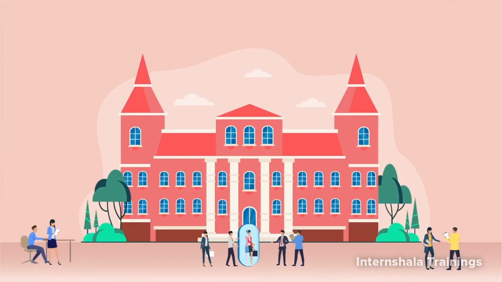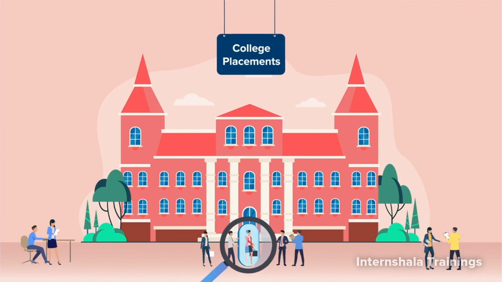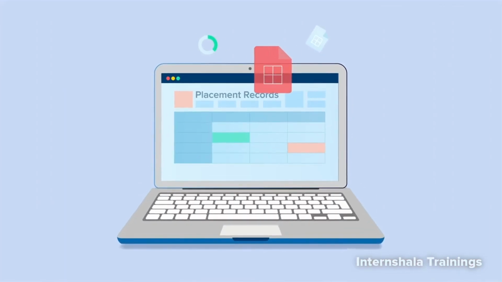To begin with, let us expand our students table example. Suppose campus recruitments are going on in a particular college. The college administration wants to store the information of all the students who are selected in a table, which is basically the placement records.